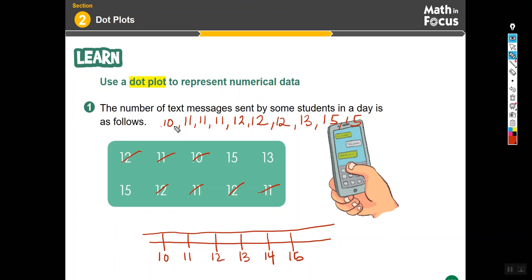Okay, so then we come back up to our data, and we're going to put a dot however many times that number appears, how many times a student sent 10. And there was only one student, so there's one dot. Here we can see there's 3 students. So I would do 3 dots. Then I go to the next one, same thing here.